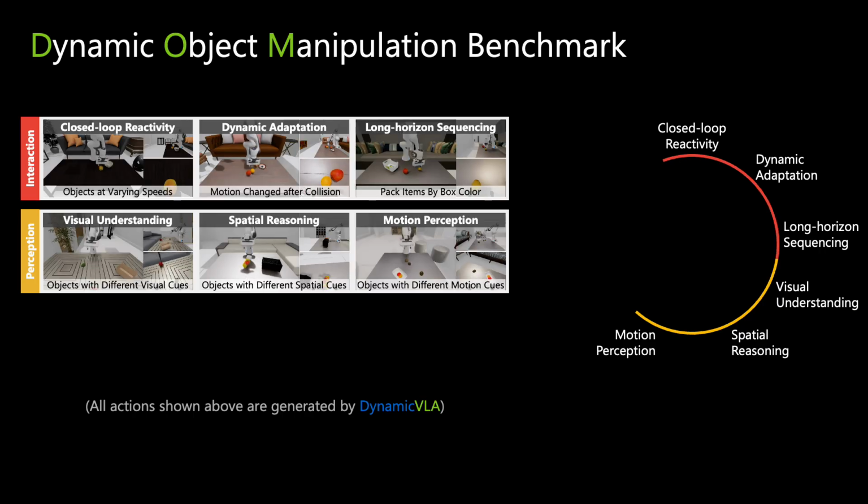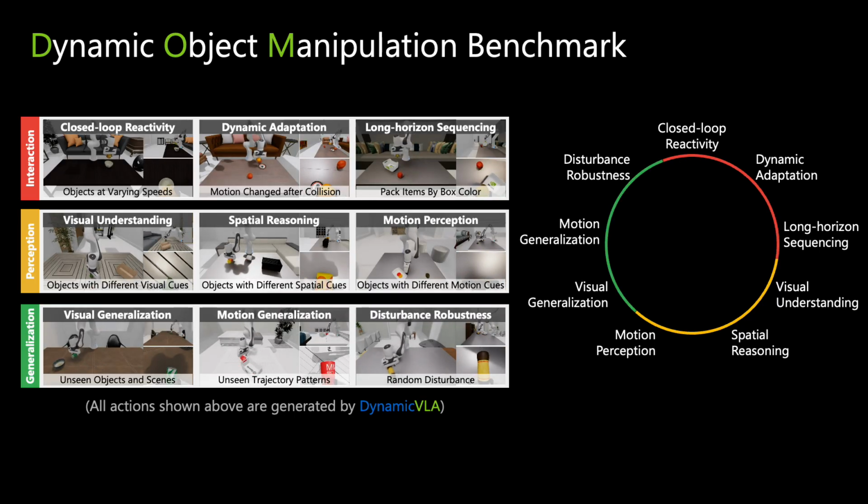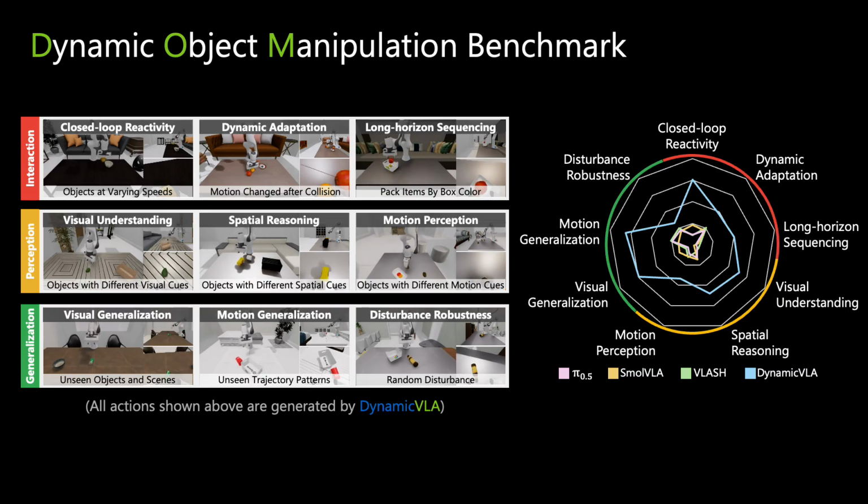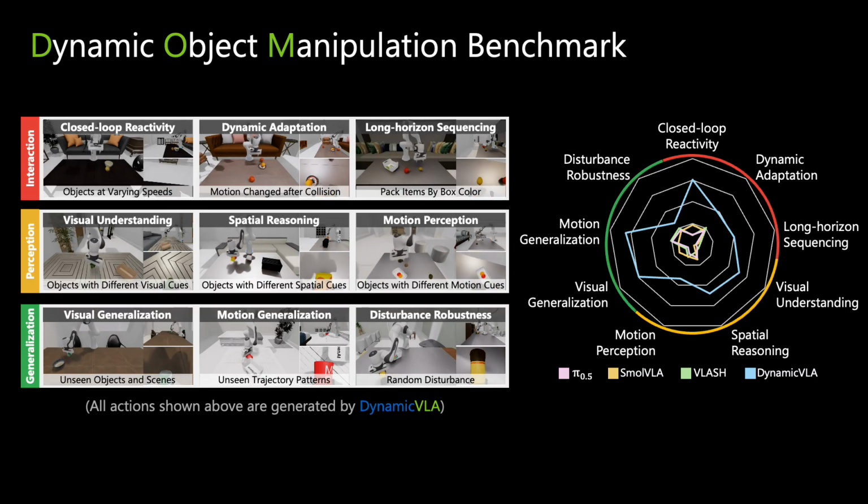To fairly compare VLA methods in dynamic settings, we introduce the Dynamic Object Manipulation Benchmark. The benchmark evaluates interaction, perception, and generalization in a unified way, revealing that interaction under motion is the primary failure mode of existing VLAs, where DynamicVLA clearly excels.